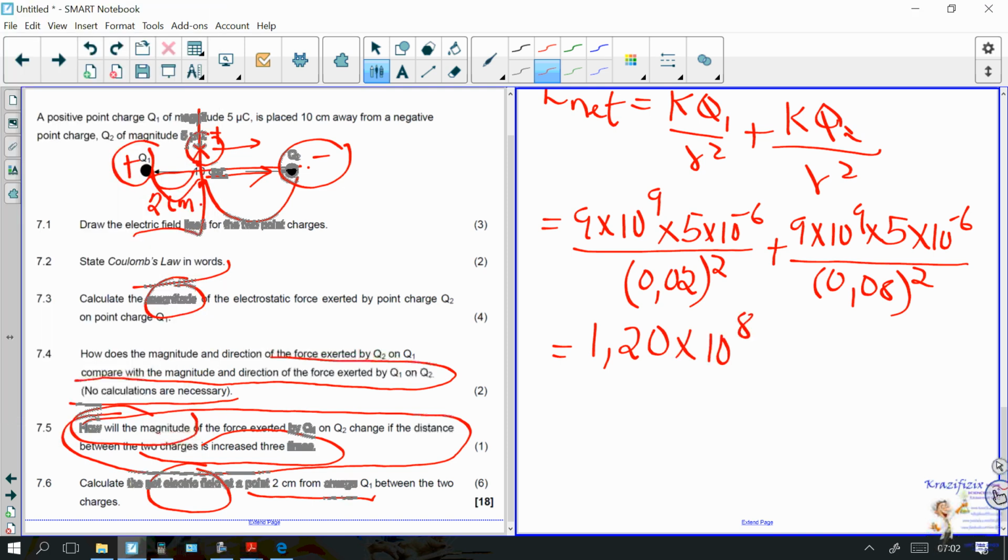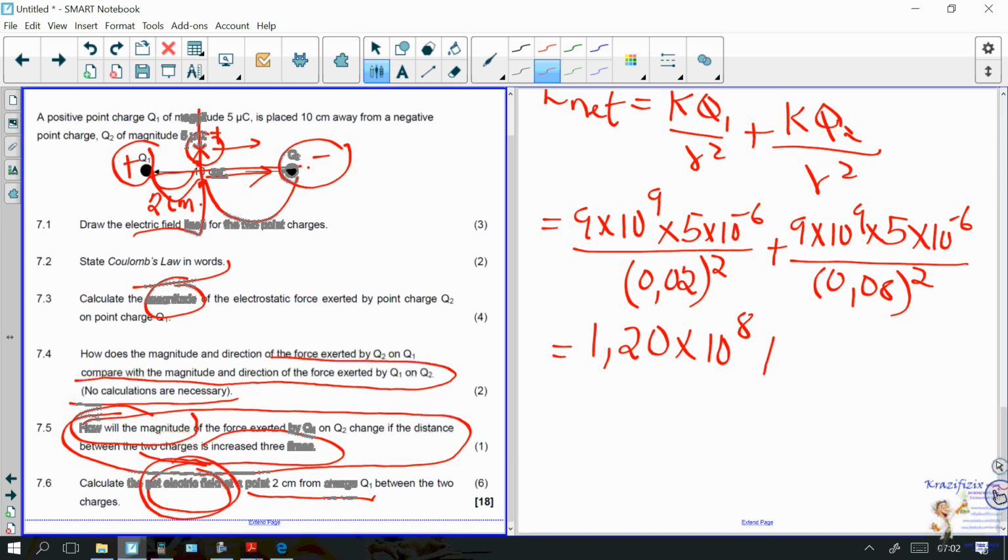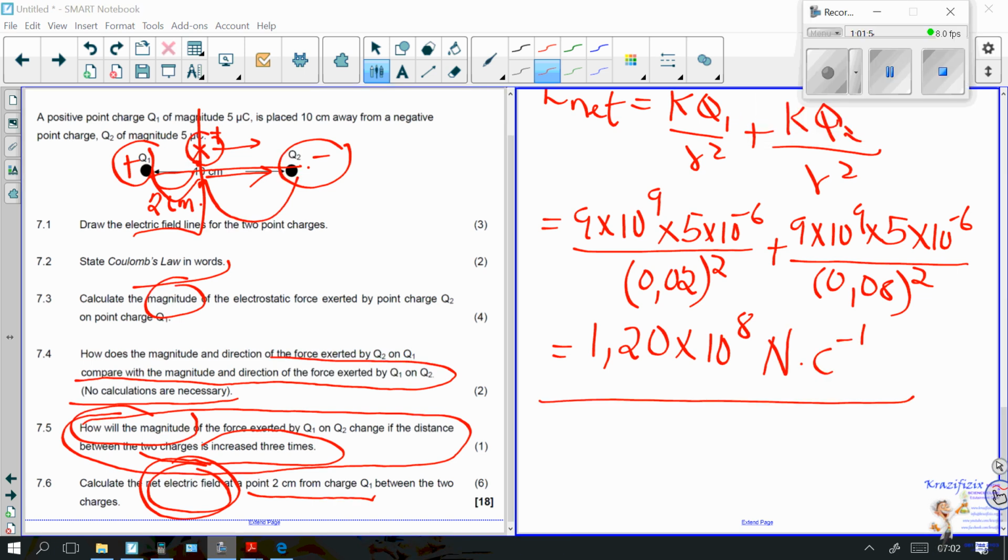I'm looking for net electric field, so it must be newtons per coulomb. And you have 6 marks. All the questions done there, you have 18 marks. All right. It's 1 hour session already. All right, so this is where we end this session.